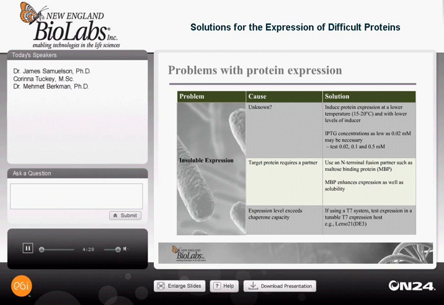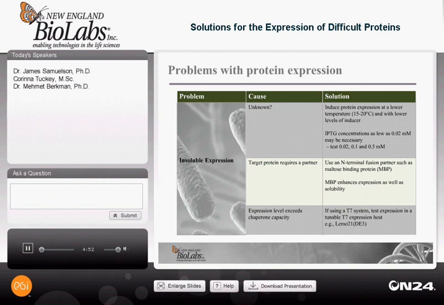When confronted with insolubility problems, the first resort should be to lower the temperature to 15 to 20 degrees during the induction period. This simple solution helps in many but not all situations. Lowering the inducer concentration may also be necessary. Remember, less is more. Less expression will often result in more protein produced in the desired form.